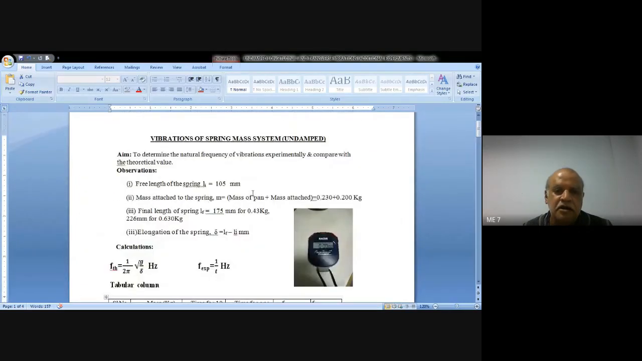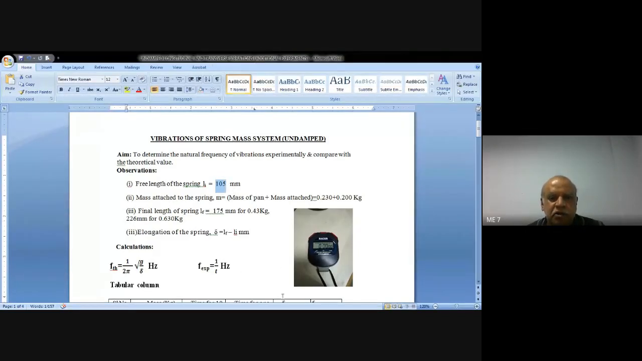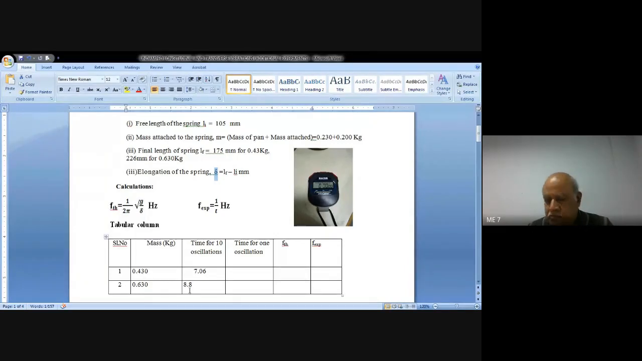Okay, so when you come here, the initial length of the spring is 105 mm. After attaching mass, spring and mass put together is 0.43 kg. The final length of the spring is going to be 226 mm. So 226 minus 105 will give you the value of static deflection delta. That is LF minus LI will give you the deflection delta, and the theoretical frequency is given by 1 by 2 pi root g by delta, g is 9.81 meter per second square.